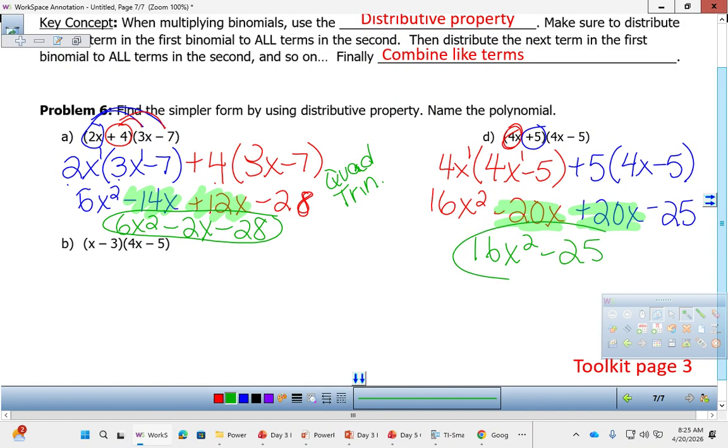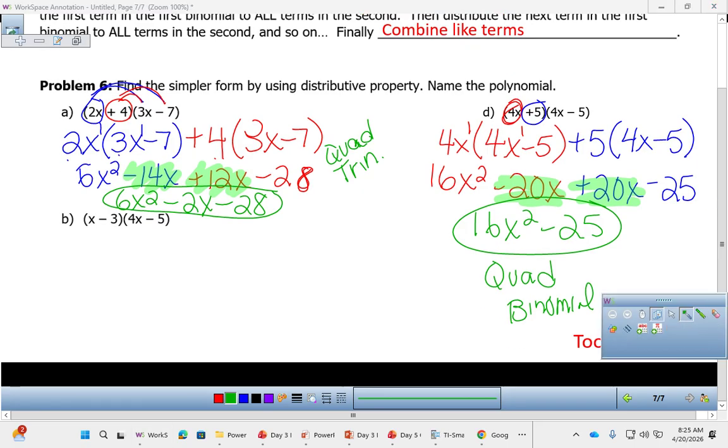This is a quadratic binomial. So here's what I'm doing. I'm taking the first term and I'm giving myself some space and I'm writing the second term. So that's my x minus 3. Each of those terms are getting the 4x minus 5.